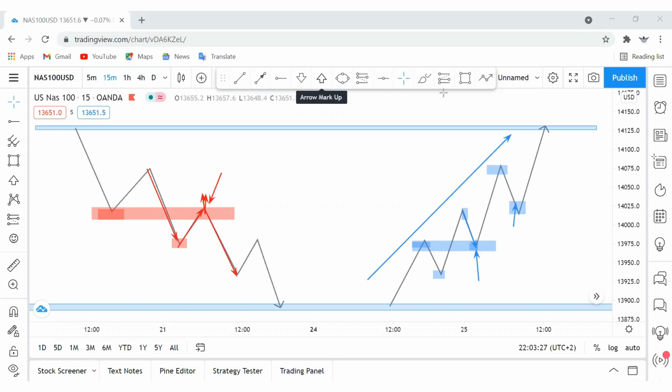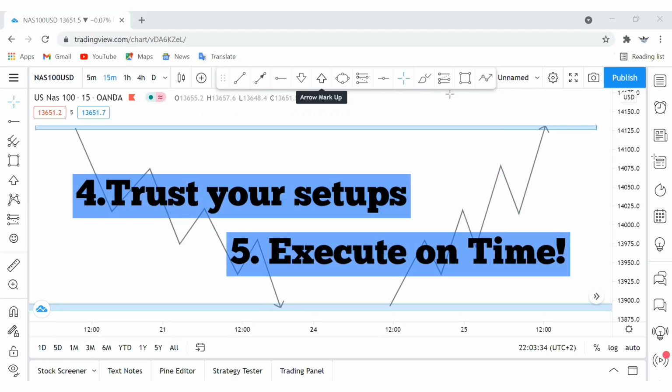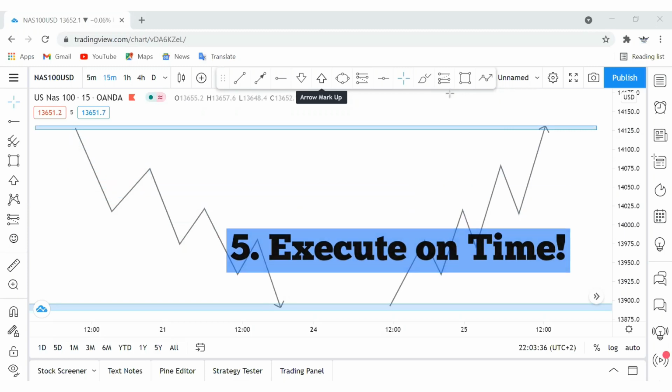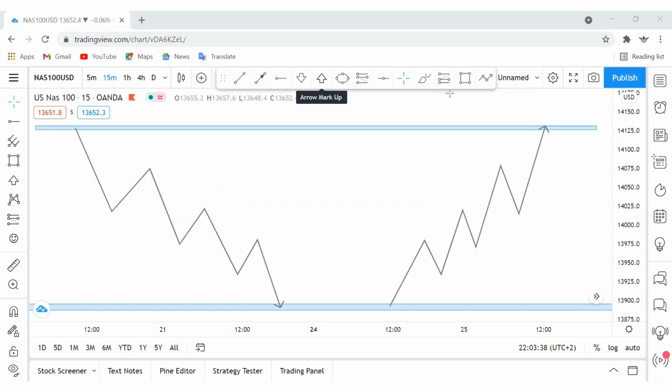Okay, next thing is basically number 4 and number 5 go together. Number 4 is trust the process. Number 5 is execute on time. So many of us, because of distrust, because of fear, we are entering trades too late. What do I mean by that? Is that we enter trades at such levels.